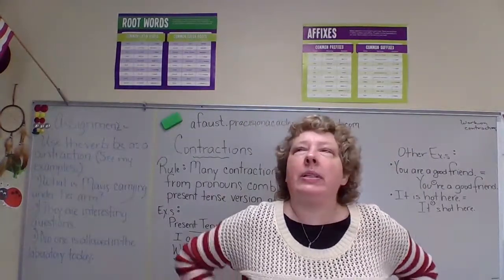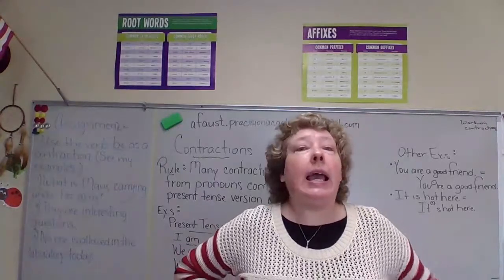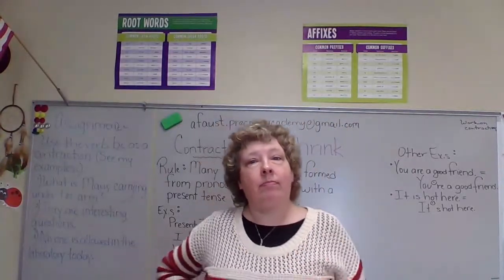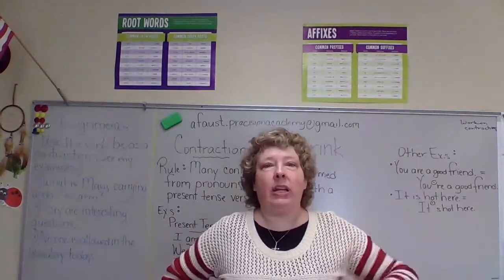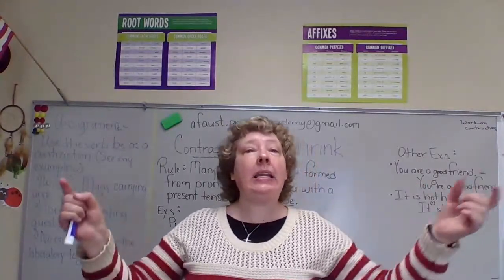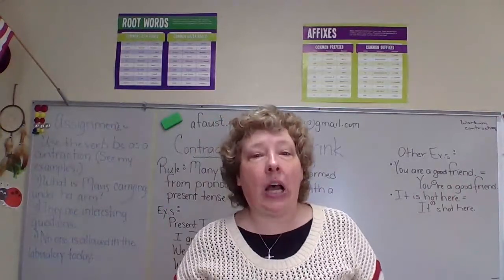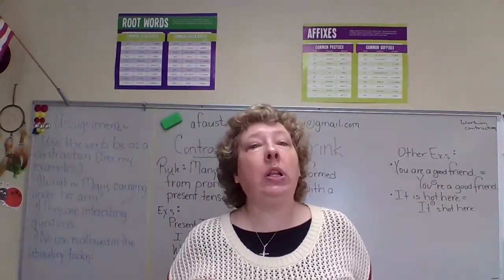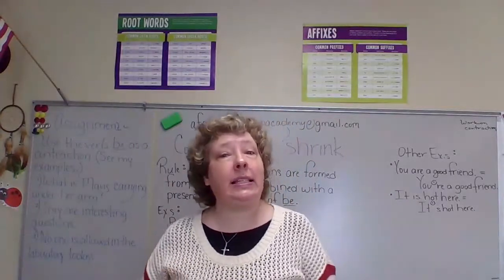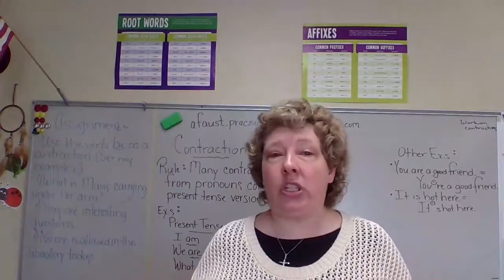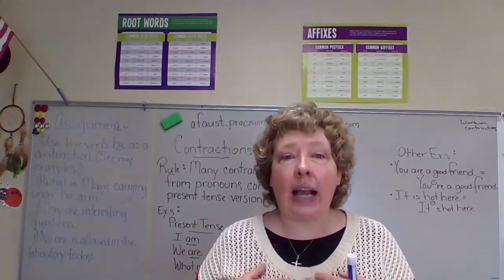Let's see. Anyone is allowed to go to the party. Turn that into a contraction. How do we do that? Anyone's. Anyone, apostrophe S, allowed to go to the party. We lost the I of is, didn't we? Okay. Do you understand? Are there any questions? If you have questions, contact me.